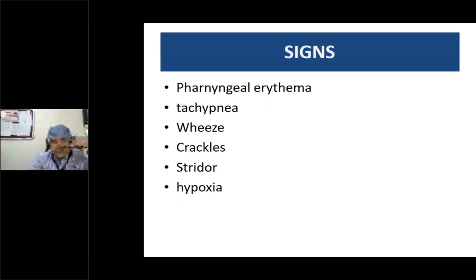Once we know the symptoms, we look at the well-being of the child and the pharyngeal erythema, though there are many guidelines which say to do oral examination only when it is absolutely needed, otherwise do not even perform it. They can have tachypnea, wheeze, crepitations, stridor, and hypoxemia, as defined by saturation less than 92% in room air.